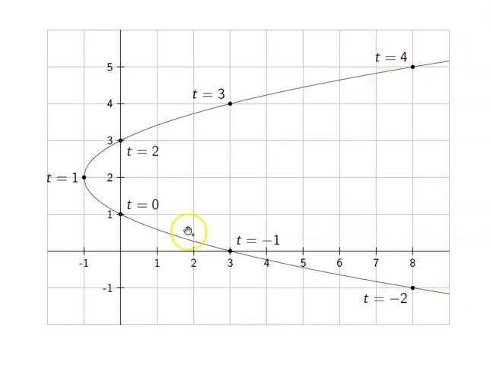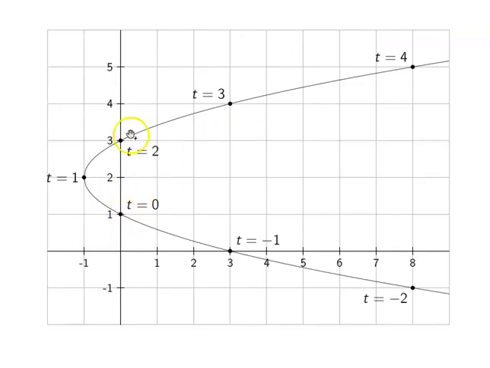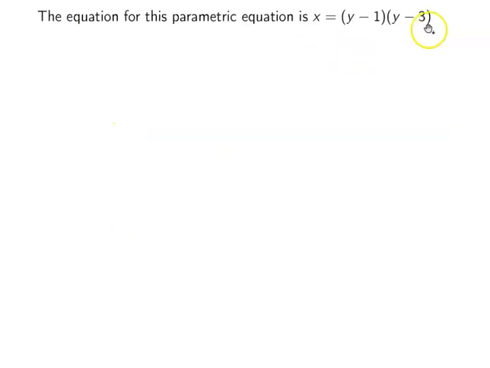So as you see, it is a parabola that has been rotated, centered along the x-axis. So the equation for this parametric equation is x equals y minus 1 times y minus 3, right? My function is an x here, and I have zeros at +1 and +3. So this is a parabola that would look like this.